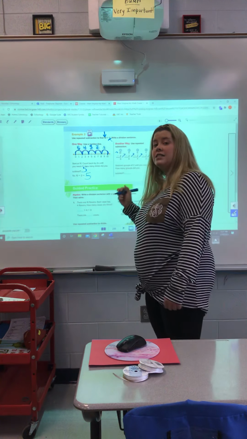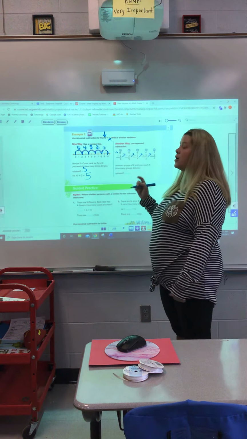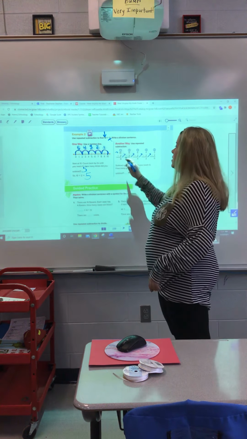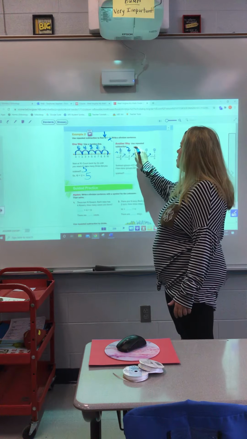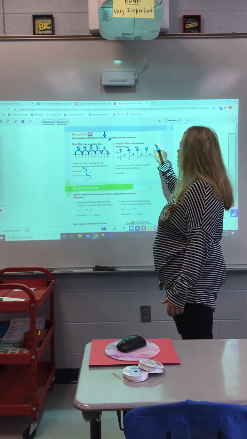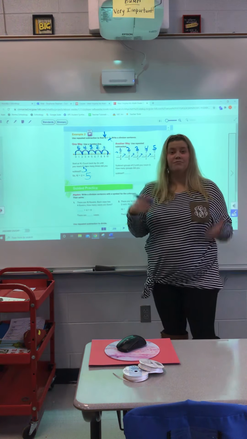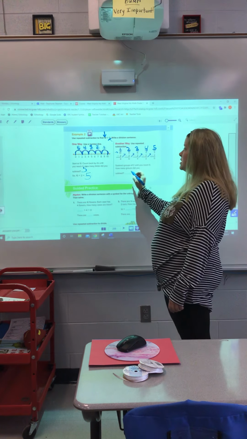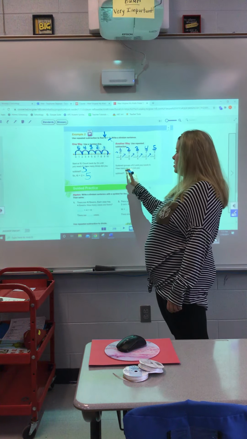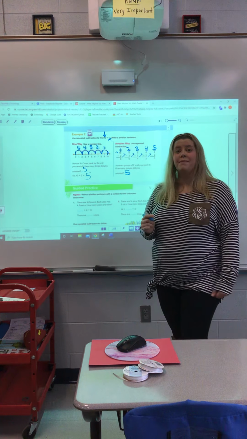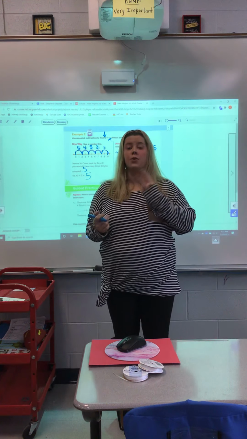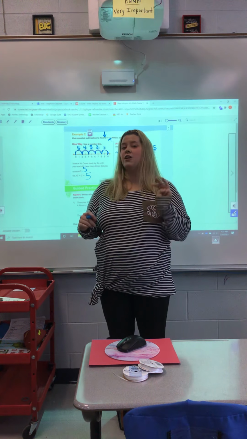Okay? Then to figure out your answer, you just go back and see how many subtraction problems did you write? 1, 2, 3, 4, 5. So that means our answer is 5. Okay? How many groups did you subtract before you got to 0? 5.